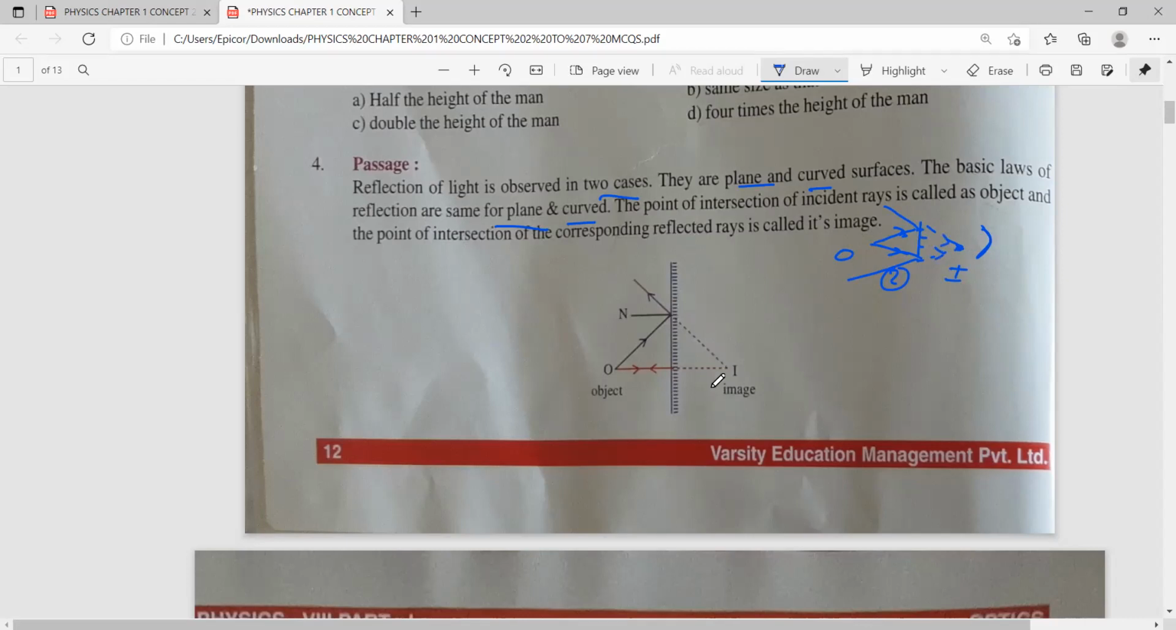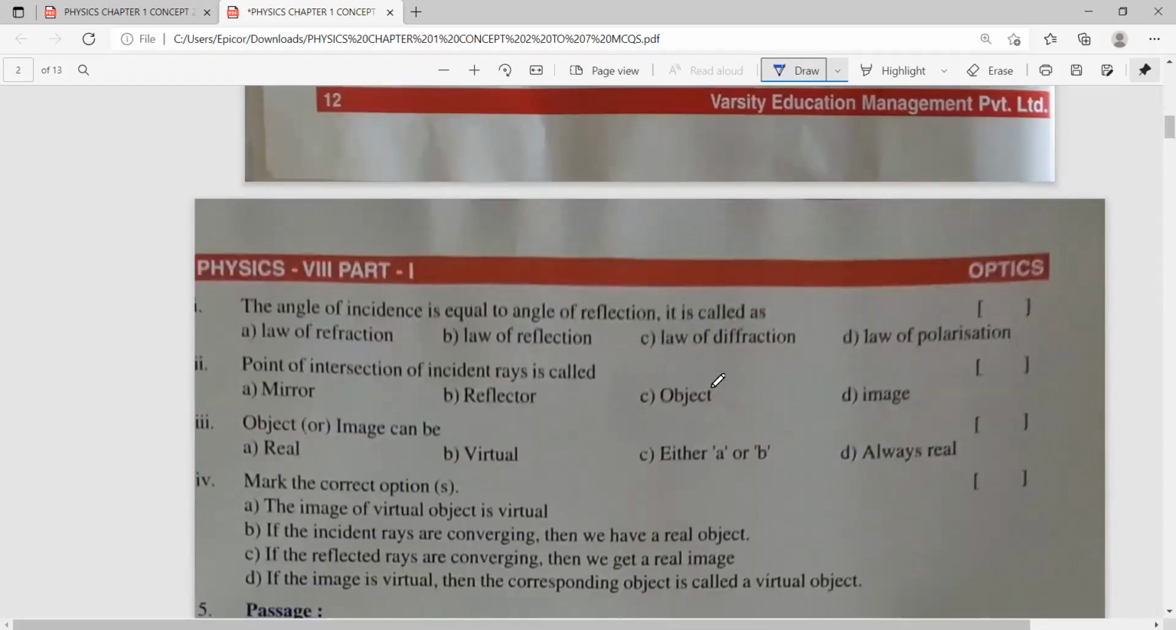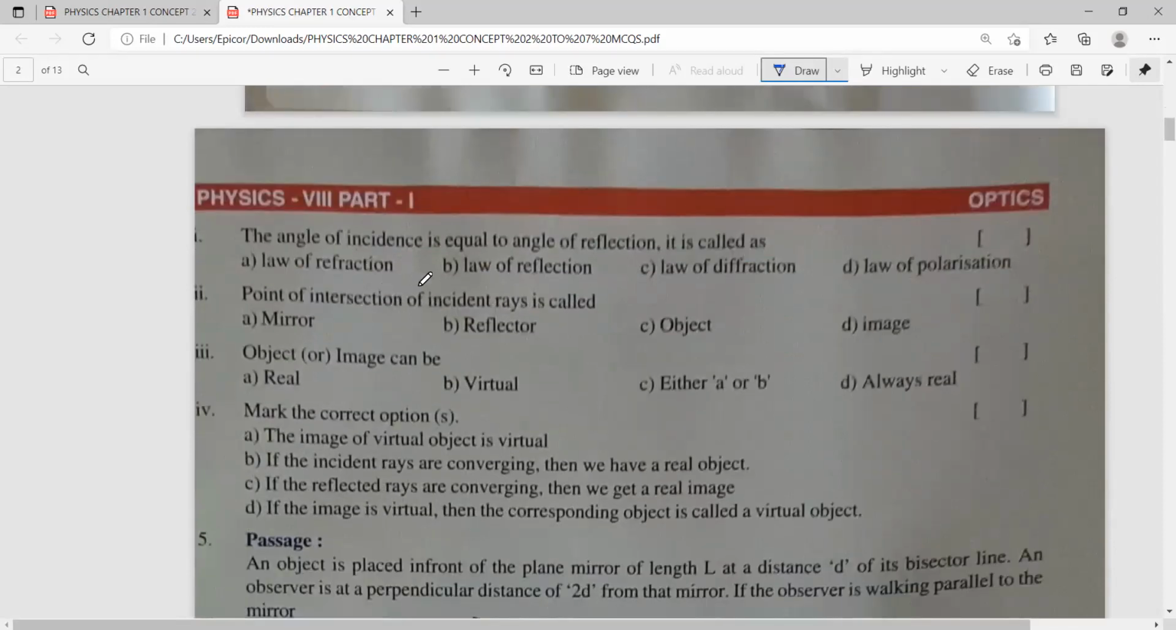Now, first question. See, angle of incidence is equal to angle of reflection. What is this called? In the law of refraction? No, it is a law of reflection. Option B. The last concepts also we learned this. Next one.